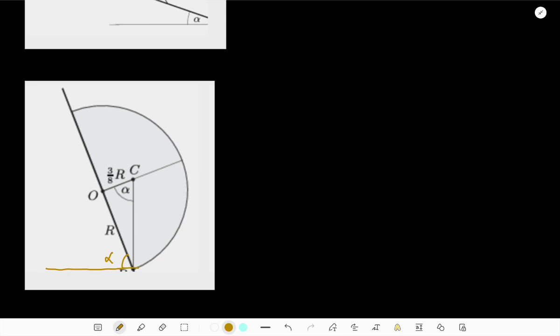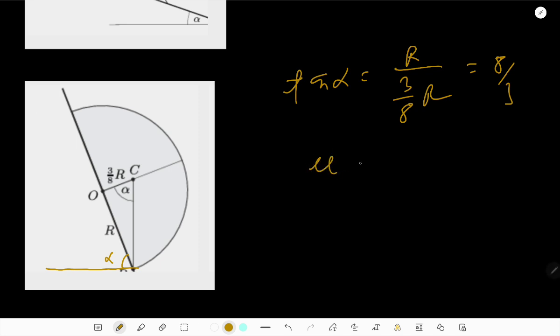and we can find the value of alpha in this case. This is quite simple, you can easily directly find the value of tan alpha here. And in this case, tan alpha equals perpendicular by base, that is r by 3 by 8 r. Sorry, r upon 3r by 8. So tan alpha will be here 8 by 3. So corresponding to tan alpha, you will get your mu, and this mu will be much greater than 0.3.